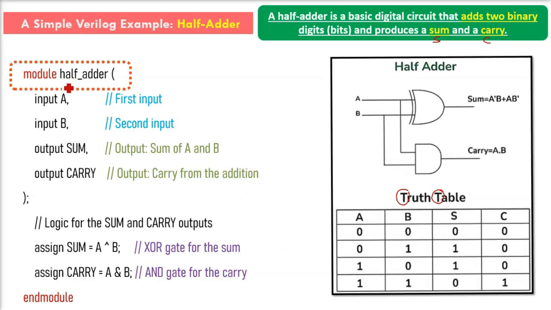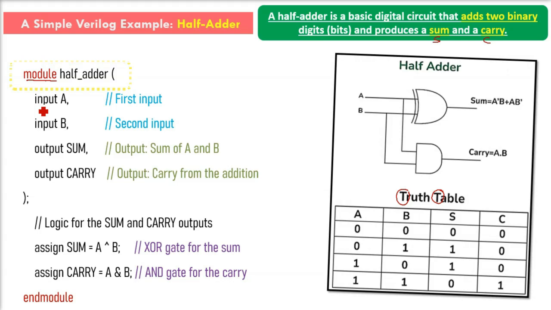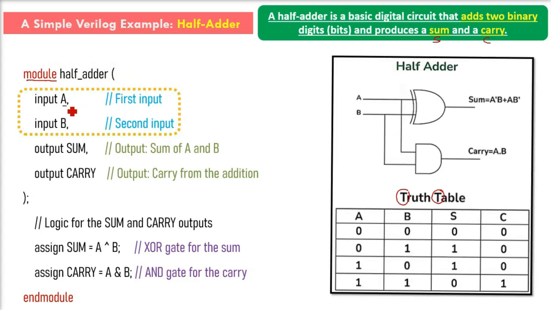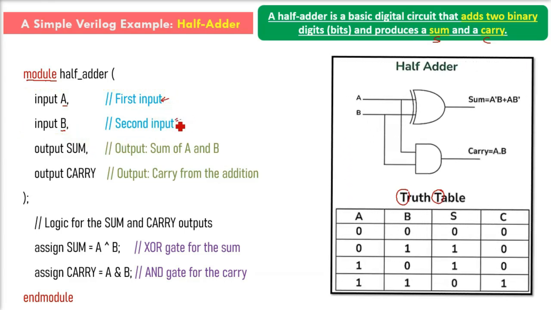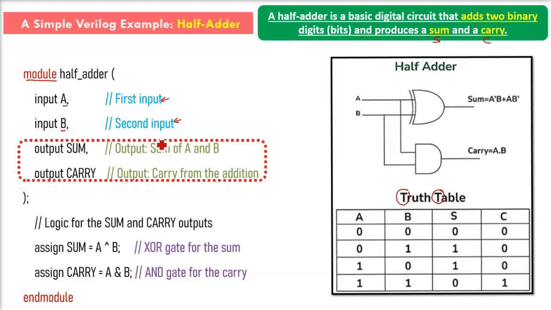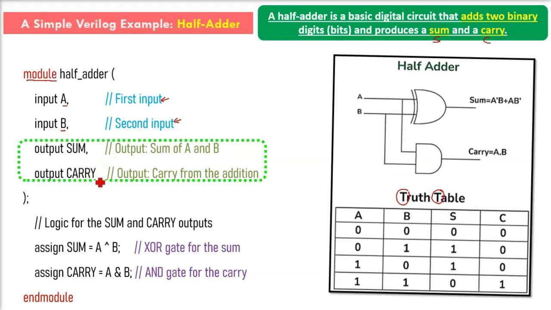Now what is happening in this code? Module declaration. In module declaration, you have module half adder. It defines the name of the circuit block. We have input A and input B, which specifies the two inputs to the circuit. Then we have the outputs, sum and carry.